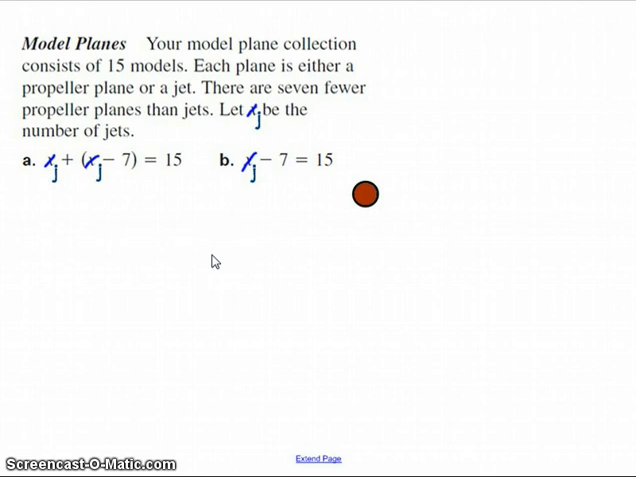Okay, I'm going to assume that you did that, and A is the right answer, because after all, it is the jets plus the propeller planes, and the propeller planes rather are J minus 7. There are 7 fewer propeller planes than jets, so the propeller planes are the J minus 7. Together with the jets, they all add up to 15 because it says the total collection is 15. So A is the right answer.